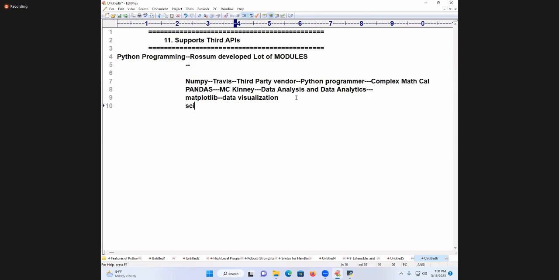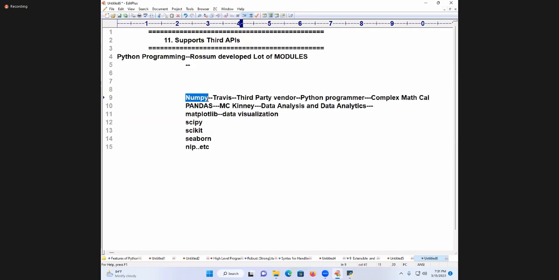Like that, SciPy, and then Scikit, Seaborn, and next is NLP, etc. These are all called data science related modules. These are available in Python programming. Our Python program can use third party APIs. Sir, what is the first party here?